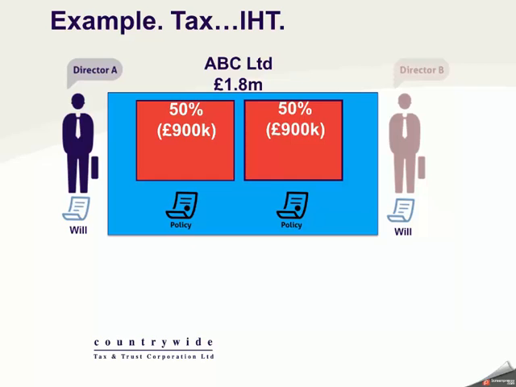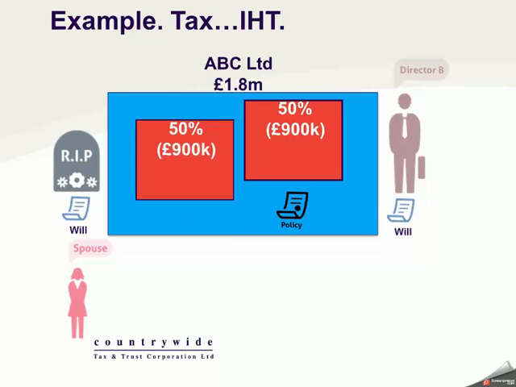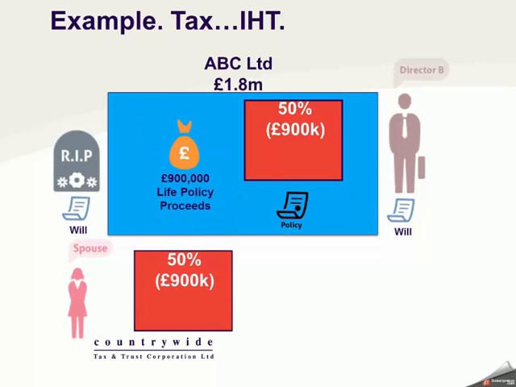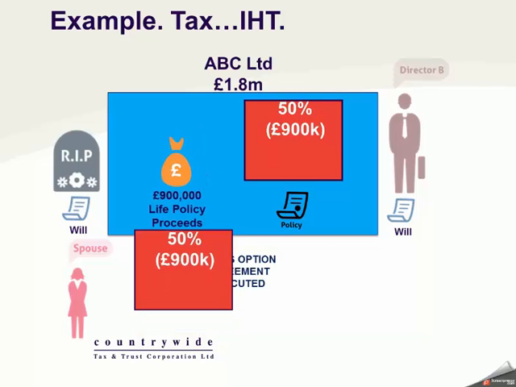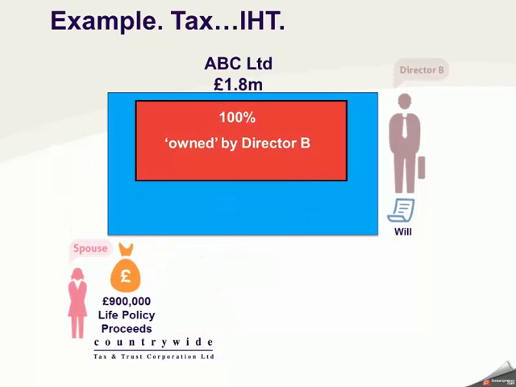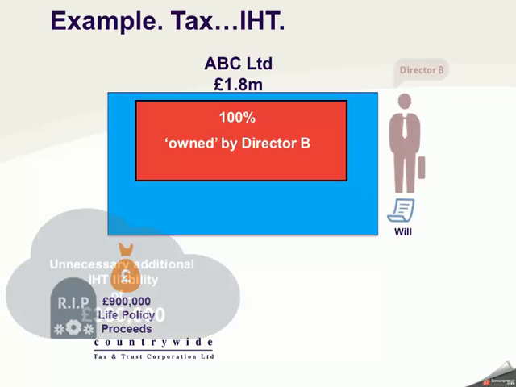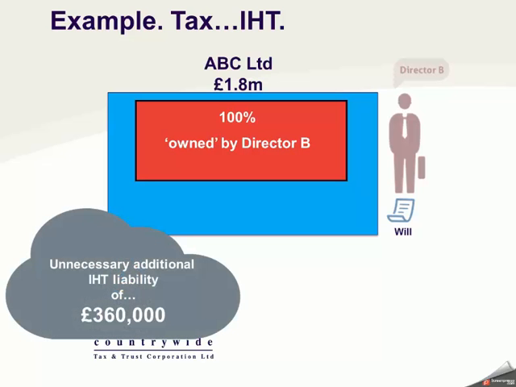So now let's look at the inheritance tax issue. Again, we've got £1.8 million worth of ABC Limited, 900,000 value of share for each director. We have a death. The 900,000 share goes to the deceased spouse. The 900,000 life policy proceeds are owned by ABC Limited. We have the cross option being executed, and we've now got £900,000 with the spouse and 100% ownership of the business with Director B. So arguably on the spouse's subsequent death, the £900,000 at 40% could be creating a further £360,000 worth of inheritance tax.